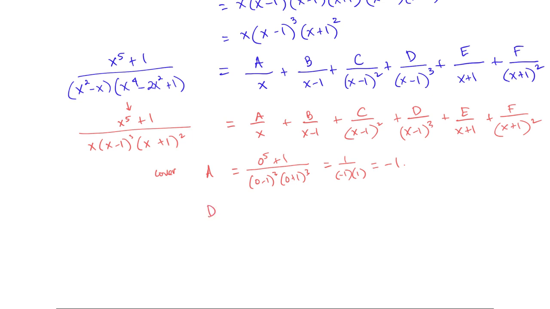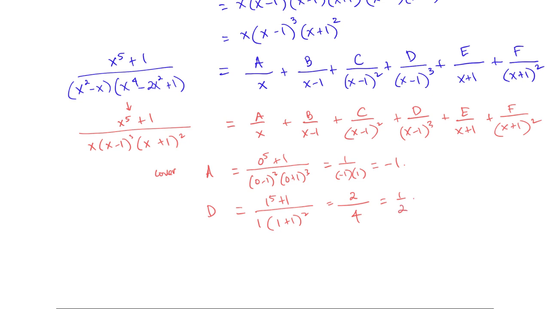Thus, d is 1 to the fifth plus 1 over 1. Remember, we covered the factor x minus 1 cubed. What's left is x, we plug in 1, and then x plus 1 squared, we plug in 1 into x as well. 1 to the fifth is 1, 1 plus 1 is 2, 2 over 1 times 2 squared is 4. d is 1/2.